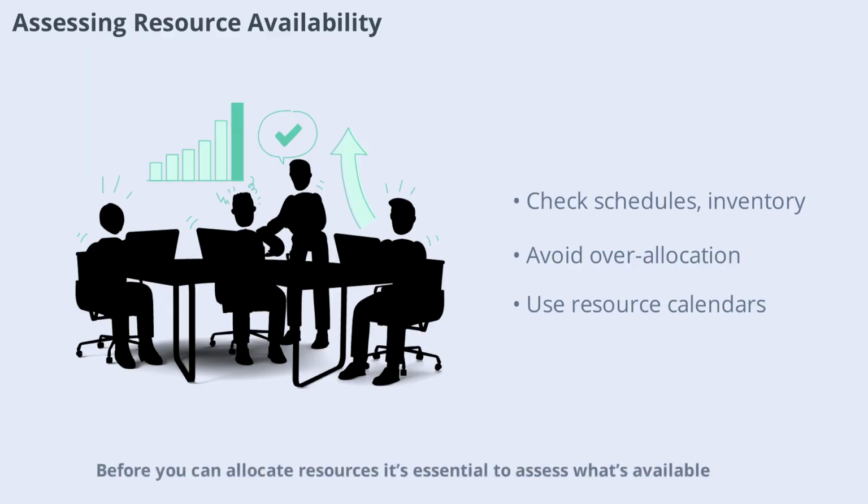Before you can allocate resources, it's essential to assess what's available. This means checking team members' schedules, inventory levels, and equipment usage. By understanding current commitments and constraints, you can avoid overallocating resources or creating conflicts. Tools like resource calendars and inventory management systems can help you get a clear picture of availability. With this information, you're ready to start matching resources to project tasks.